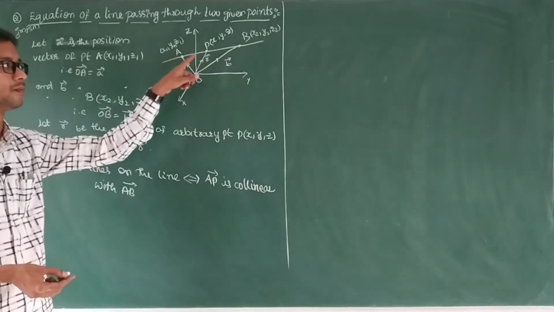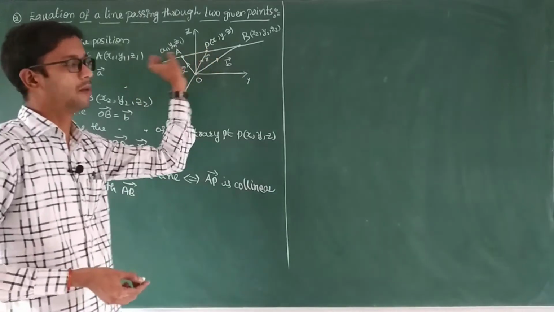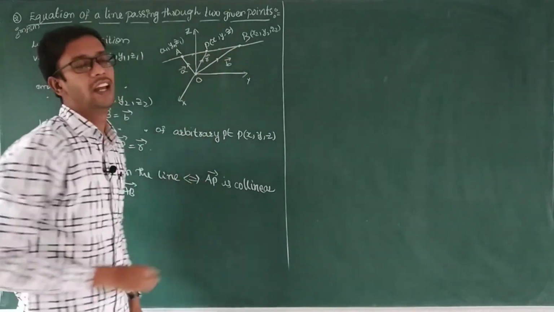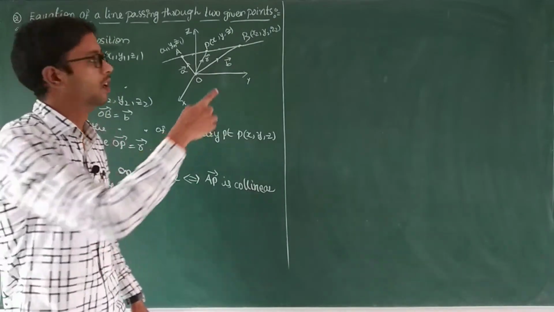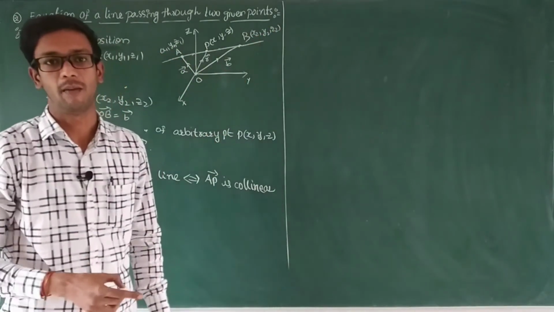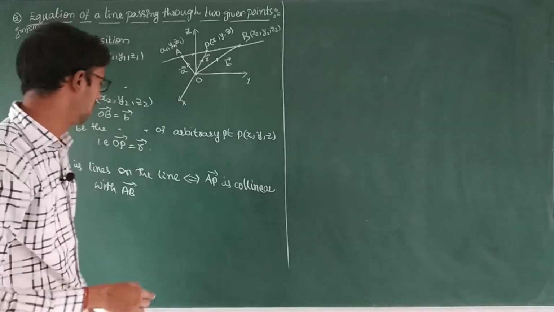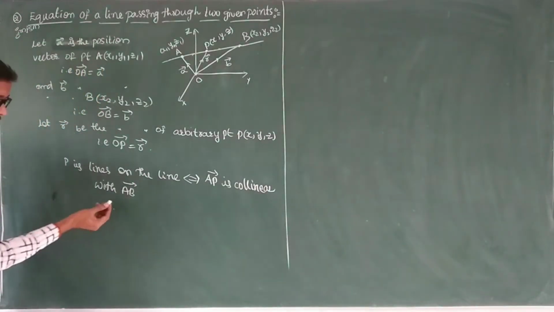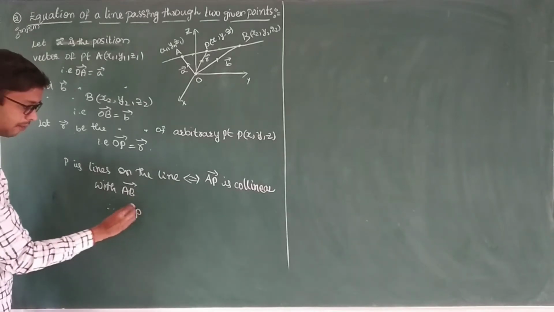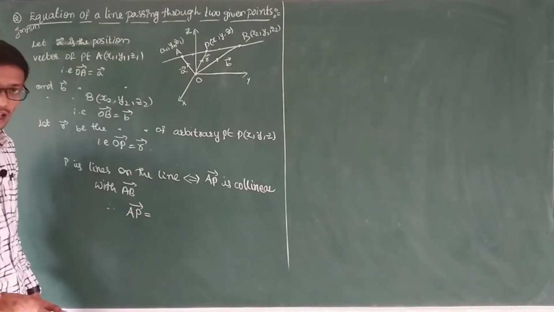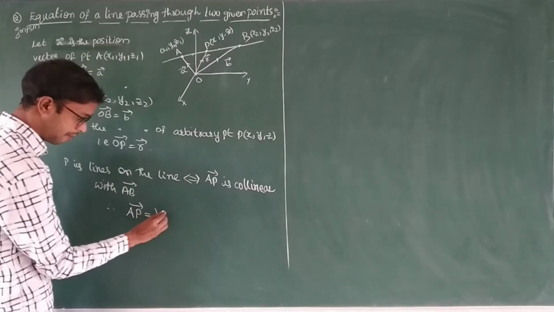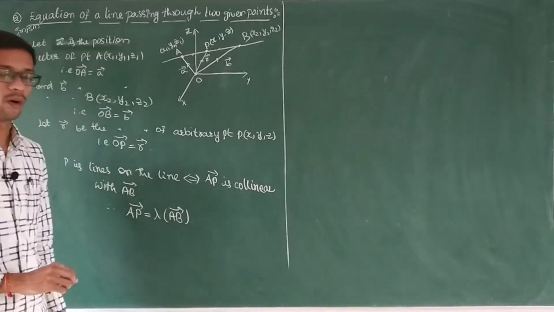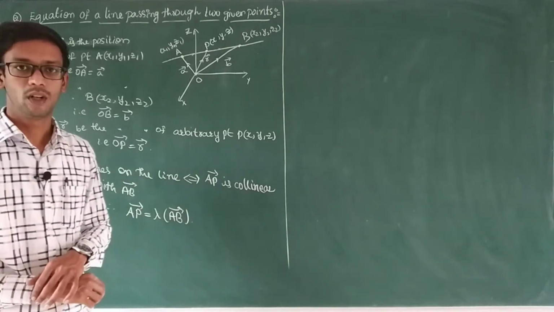Why? Because collinear means parallel to one same line. Therefore the collinear condition is AP bar is equal to lambda into AB bar.